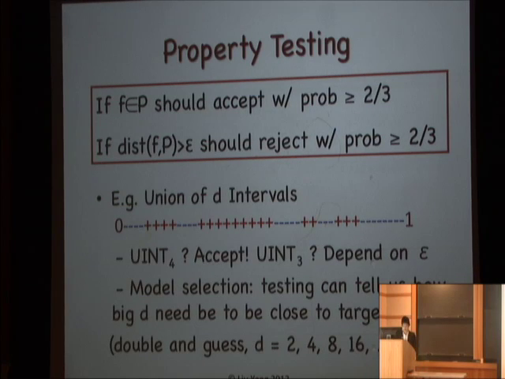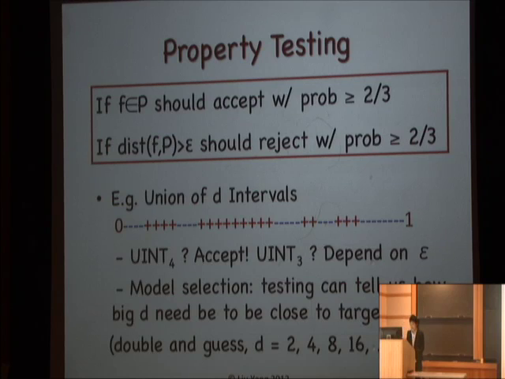We assume the algorithm is given a distance parameter epsilon. The algorithm should accept with at least probability 2/3 every object that has the property, and it should reject with at least 2/3 probability every object that has distance more than epsilon from any object having the property. If the object is in between, it's a gray area, and the algorithm could behave arbitrarily.